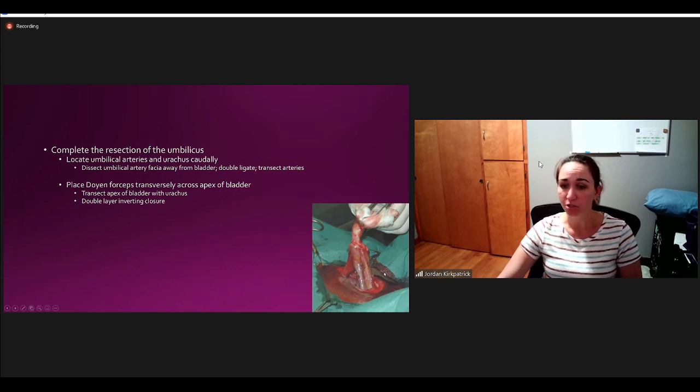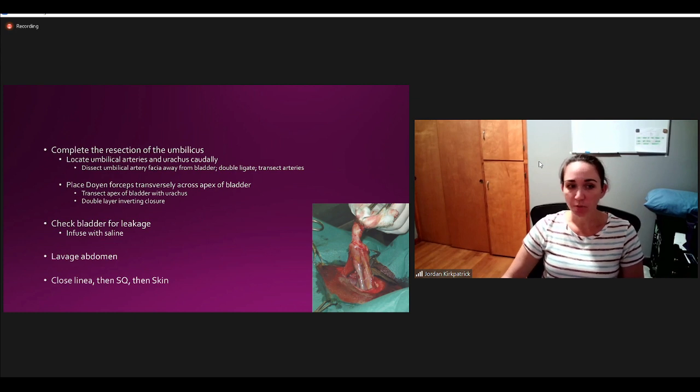You'll have stay sutures already in the bladder because you've already put those in there. And then the opening that you've created into the urinary bladder, you'll close in 2 layers as you did with the tear. So again, 2 Cushings is usually what I do, a double inverting closure with the same size suture.